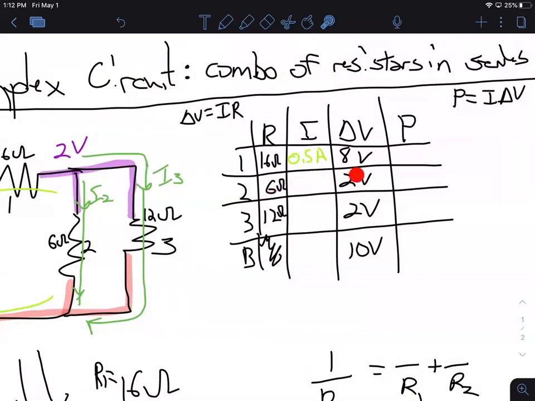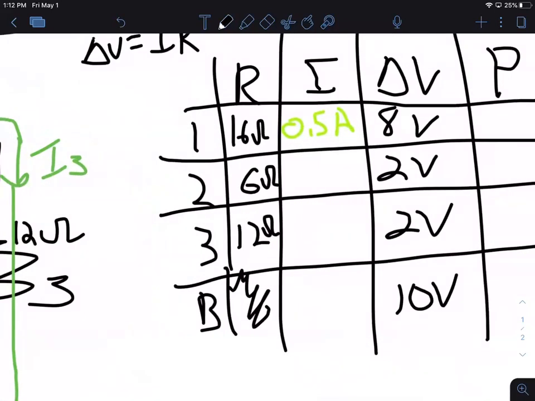And I can now find these currents. I know R, I know delta V. I is going to be delta V divided by R. So 2 volts divided by 6 is a third, 1/3 amps. 2 volts divided by 12 is a sixth, 1/6 amps.